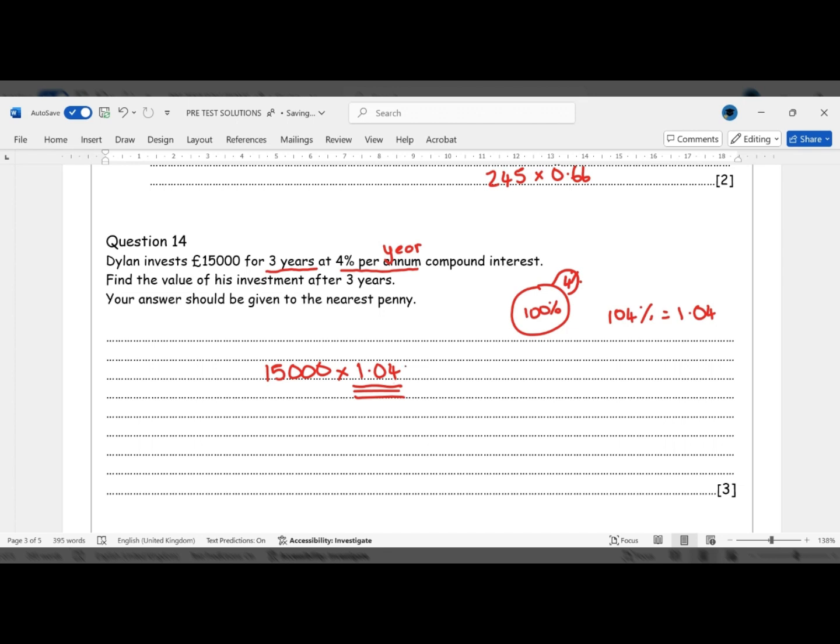And if you remember back to these couple of lessons we did, the quickest way to do that with a calculator is to put a little 3 there. Okay, so 15,000 times 1.04, which is a 4% increase, 3 times.